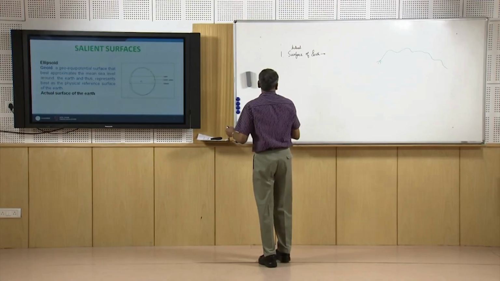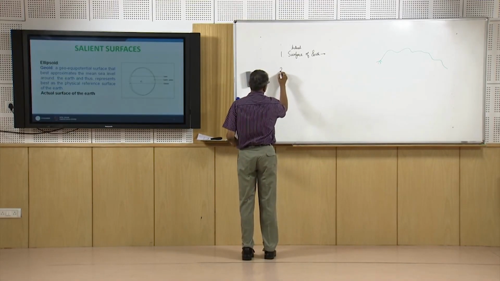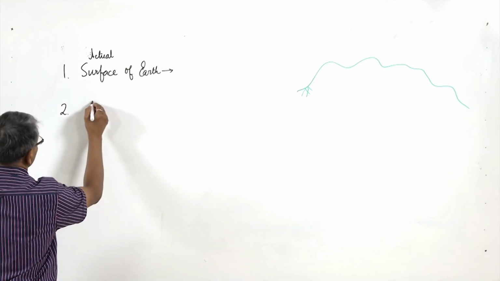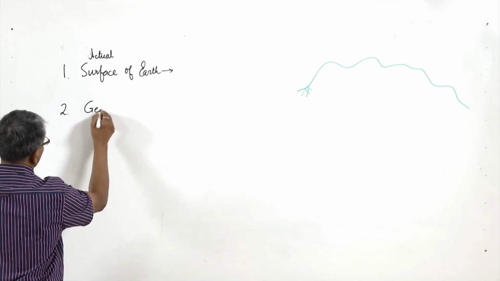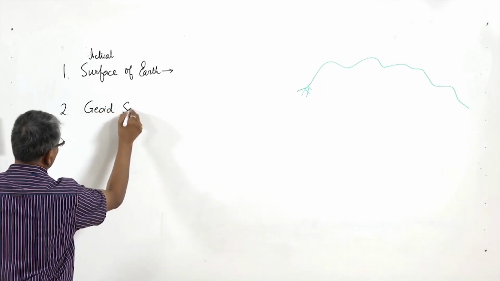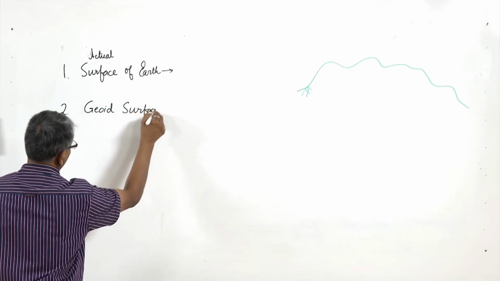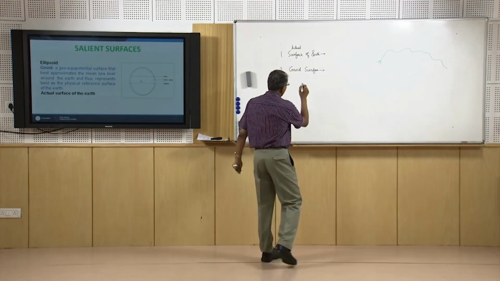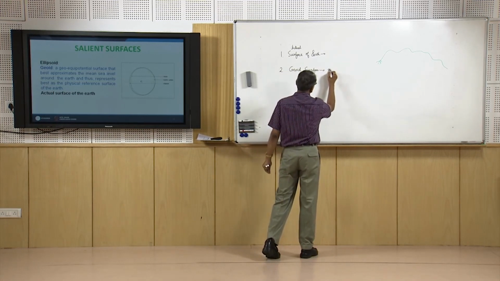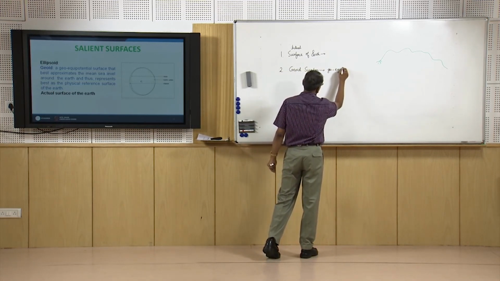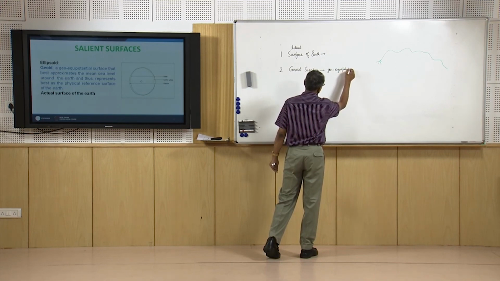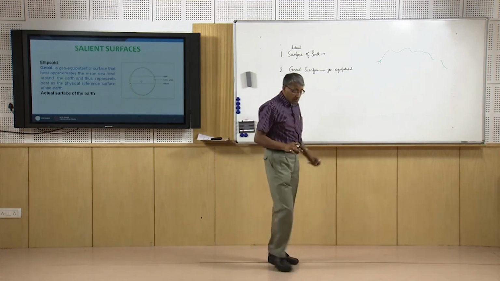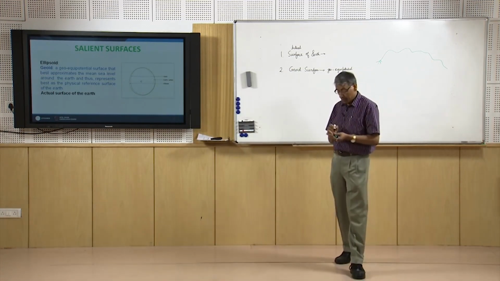Next, another surface which is of our importance is called the geoid surface. Now, what is the geoid surface? It is a geo-equipotential surface which best approximates the mean sea level of the earth.